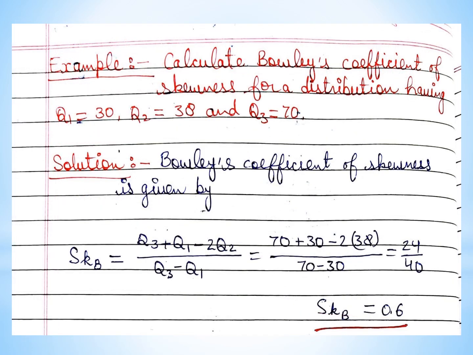Now, come to the next question. Calculate Bowley's coefficient of skewness for a distribution having Q1 equal to 30, Q2 equal to 38 and Q3 equal to 70. So, to solve this question, first write the formula for Bowley's coefficient of skewness. Bowley's coefficient of skewness is based upon the quartiles. So write the formula Q3 plus Q1 minus 2Q2 upon Q3 minus Q1. Put the values in this formula and calculate. The answer will be 0.6.